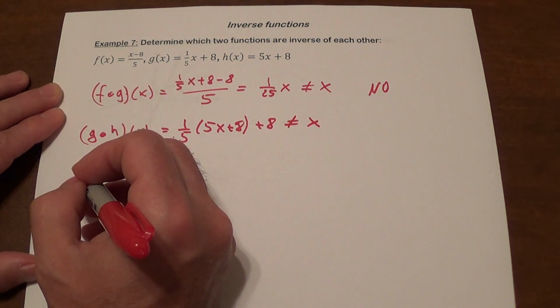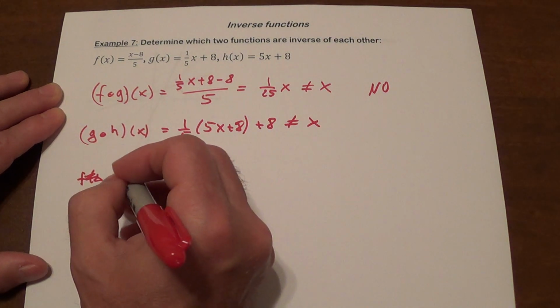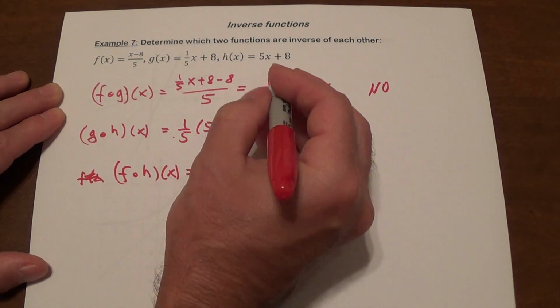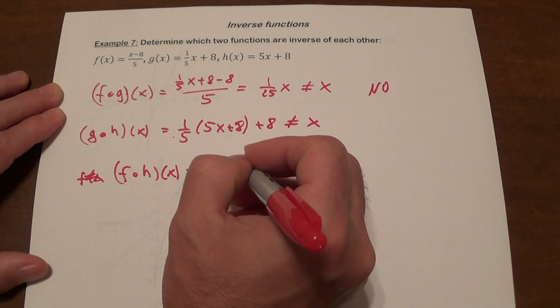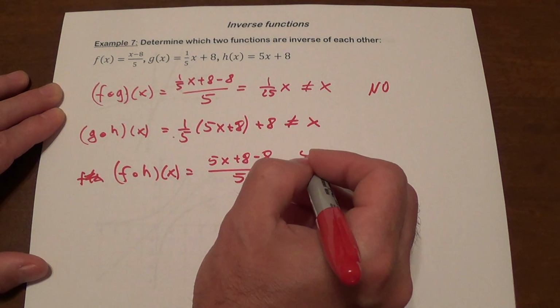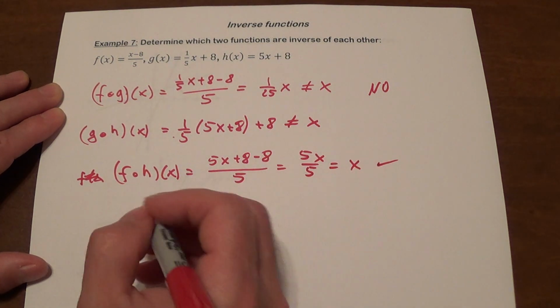What about f of h? So f of h of x. So this function goes in here. We're going to get (5x plus 8 minus 8) over 5. That's going to give you 5x over 5. That gives us x. That's good.